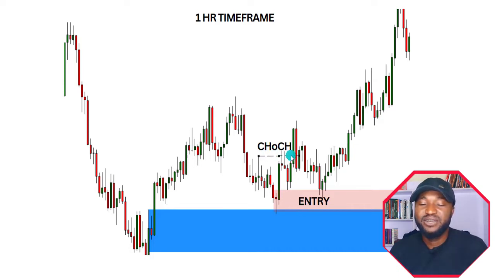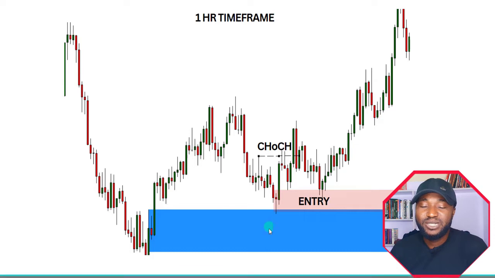We took out this level, the lower high that was created, and then price came back to this particular order block. This was the last red candle that was traded to the downside before the upward movement. Price came back to it, and this is our entry. How amazing it is to use this particular information to take trade. An order block in an order block.